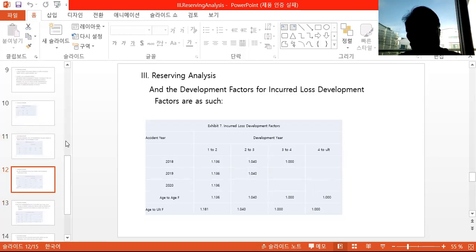And then you can get the age-to-age factors the same way, by accident year and development year. For example, for accident year 2018, the development from first to second year is 1.136, and then second to third year is 1.040. And you notice that those factors are smaller than the paid loss development factors.